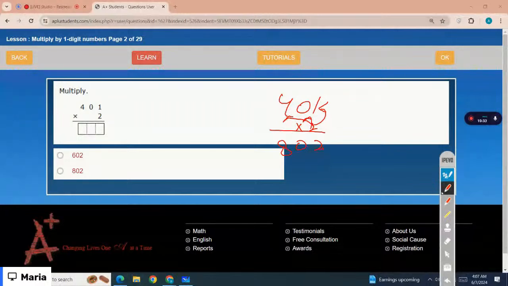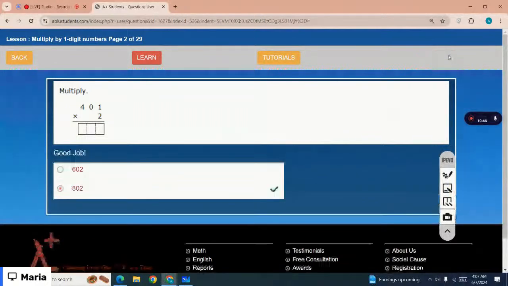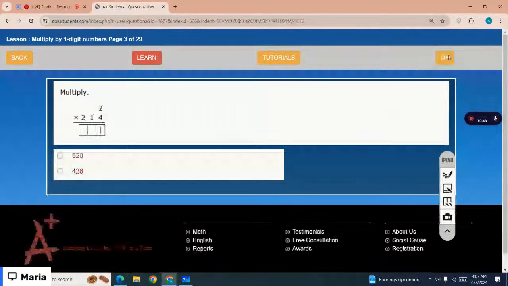Let's just start with the other example. The next one is 2 times 214. So which is the correct option?